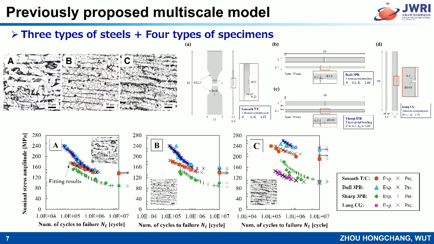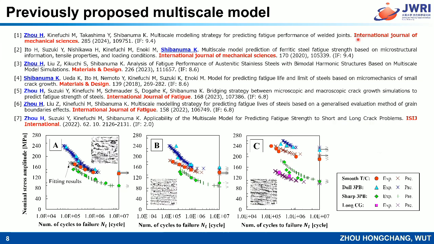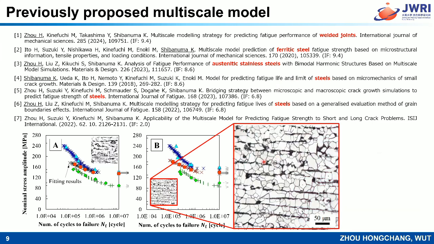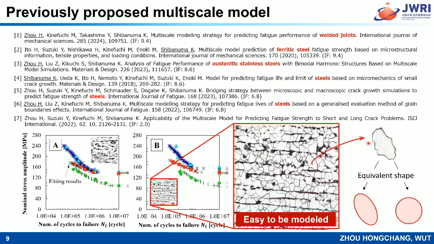We also published many journal papers in the International Journal of Mechanical Sciences, Materials & Design, and the International Journal of Fatigue. However, in our previous research, we focused on welded joints and various steels. This is a very common steel with very common specimens. For the low carbon steel, the microstructure is very easy to model. Most researchers will model the grain as a circle or an ellipse.